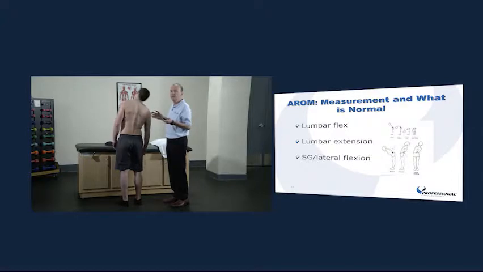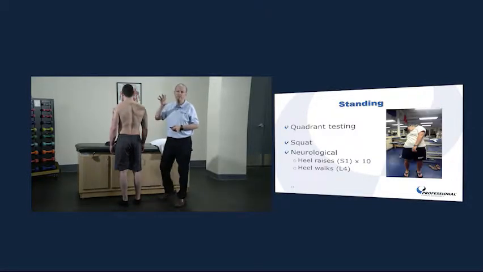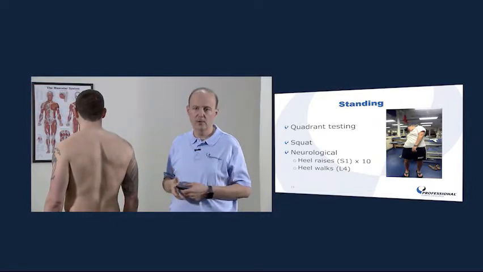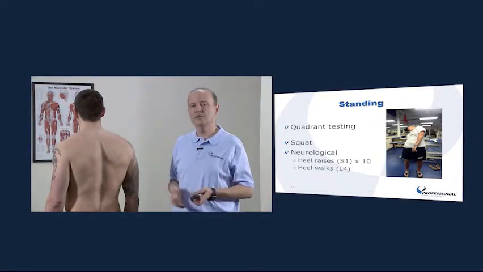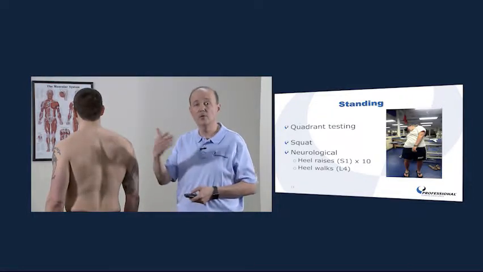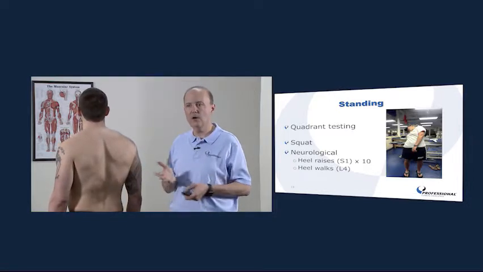Come back up. Okay, so we decided, again, not every part of the objective exam has to be done, it's based on our subjective. If he was a directional preference person and he was able to get centralization, our exam basically has to do a neurological to rule out any of the bad stuff, but we have an idea of where we're going.